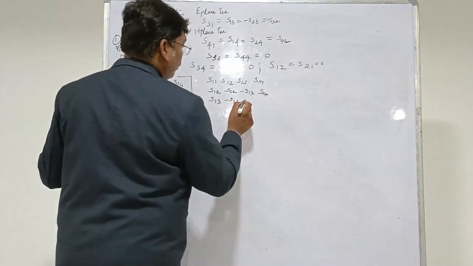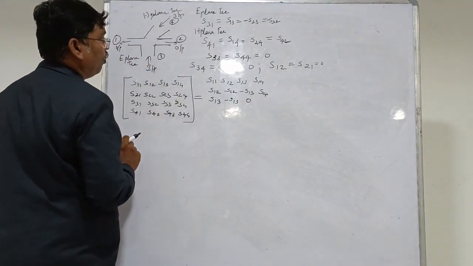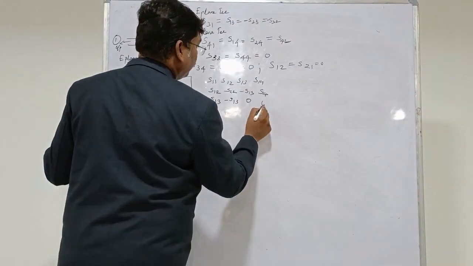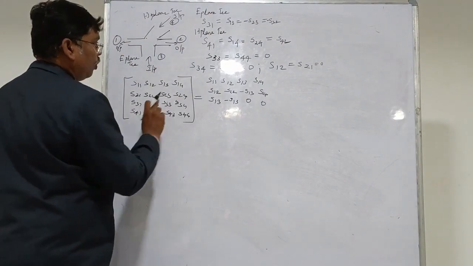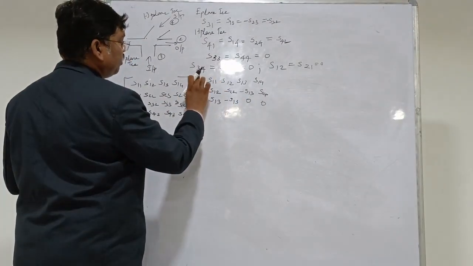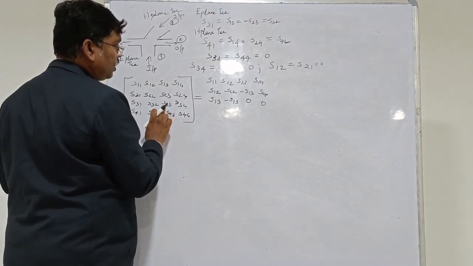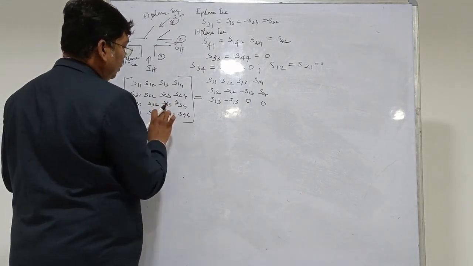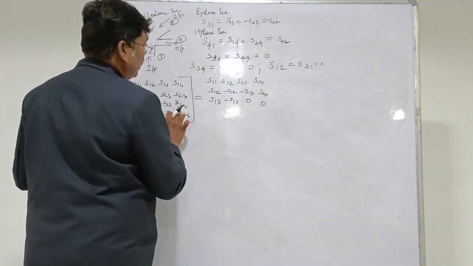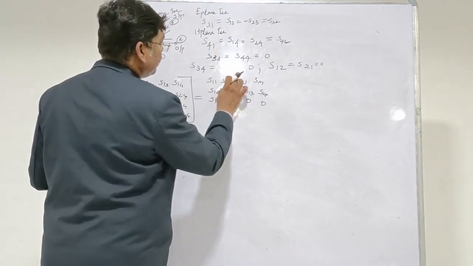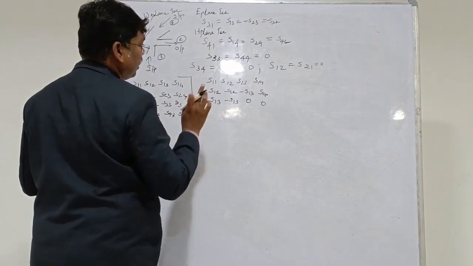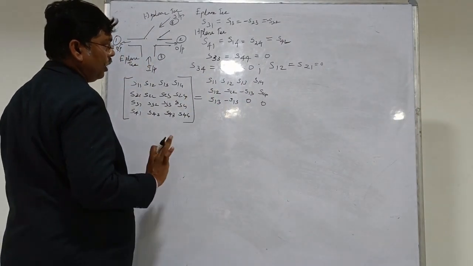Then this S33 is equal to 0, S34 is equal to 0. This is because there is no coupling; it is perfectly matched. We are using this port as the input port for the E plane T, so it will be equal to 0. How are we writing this? S34 is equal to 0, which means there is no coupling between the input ports.